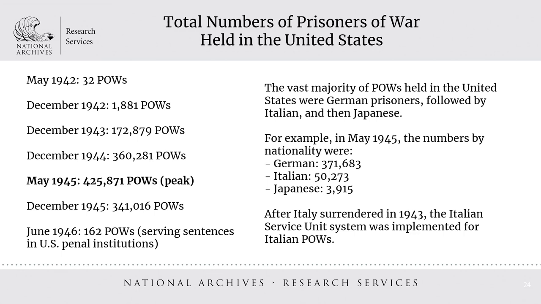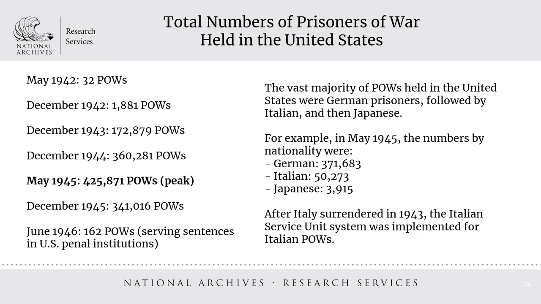At the end of 1942, there were barely more enemy POWs held in the U.S. than had been held here during the entirety of World War I. But by the end of 1943, there were over 170,000 enemy POWs in the U.S. That number continued to increase until the end of the war, when there were over 425,000 POWs being held in camps across the United States. By June of 1946, all enemy POWs had been returned to their countries of origin, except for a small number who had been charged with criminal offenses that occurred during their time in the POW camps.